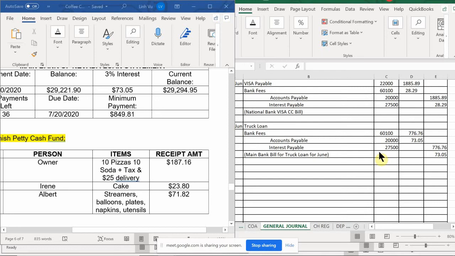All right, so welcome back. We're going to be finishing up the adjustments today. So, right here, where we last left off, was replenishing the petty cash drawer.